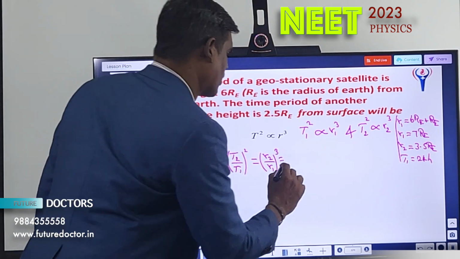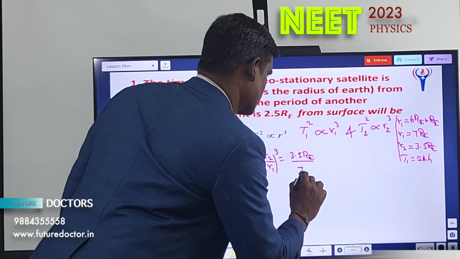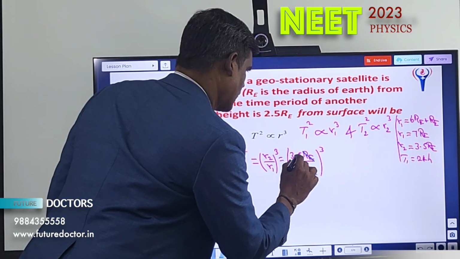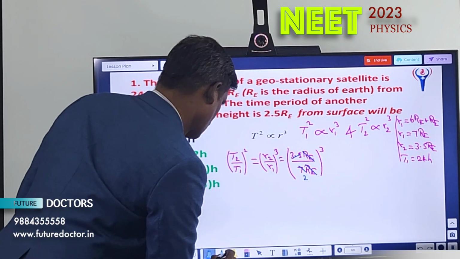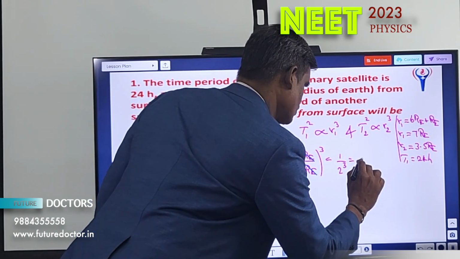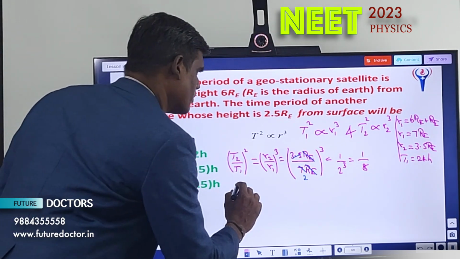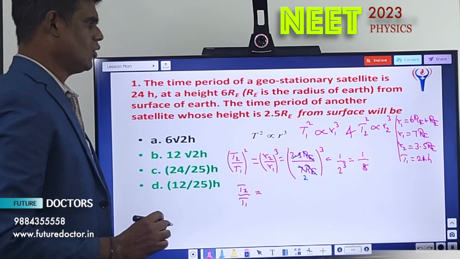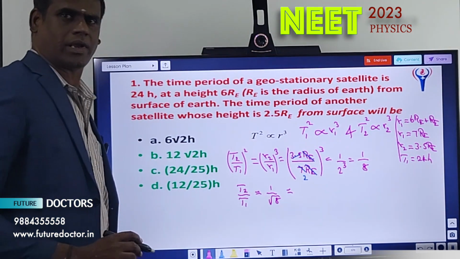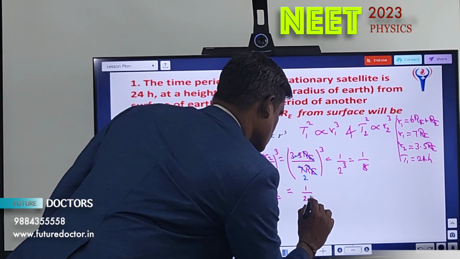Substitute. R2 is 3.5 RE divided by 7 RE, whole power 3. Cancelling RE and 3.5 two times, we get 1 by 2 power 3, equal to 1 by 8. T2 by T1 whole power 2 equals 1 by 8. Then T2 by T1 equals square root of 1 by 8, which is 1 by root 8. You can write root 8 as root of 4 into 2, square root of 4 is 2, so 1 by 2 root 2.